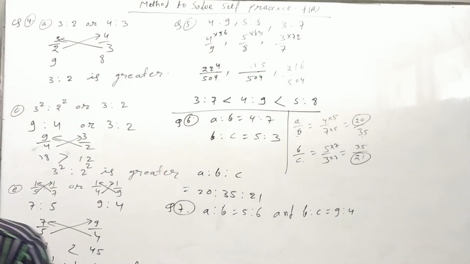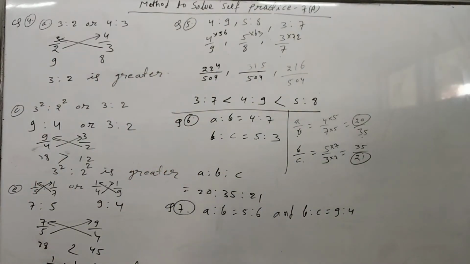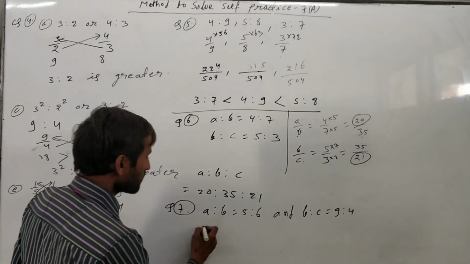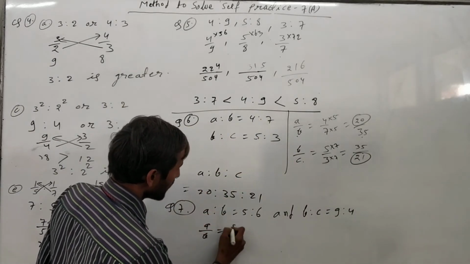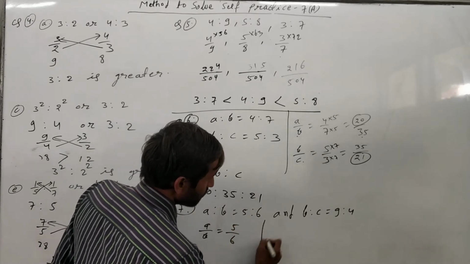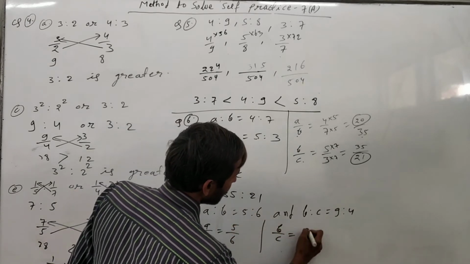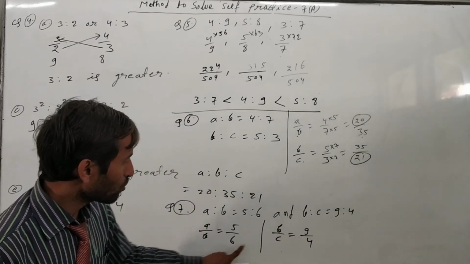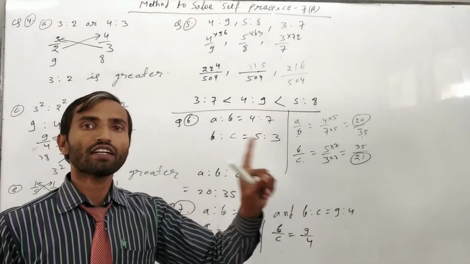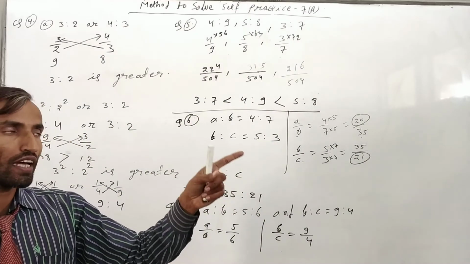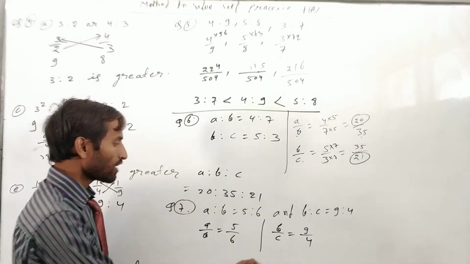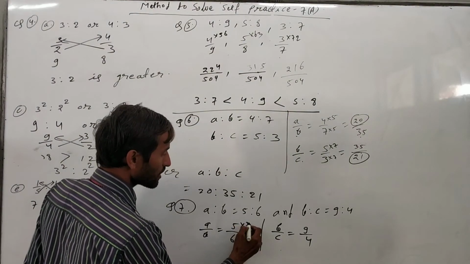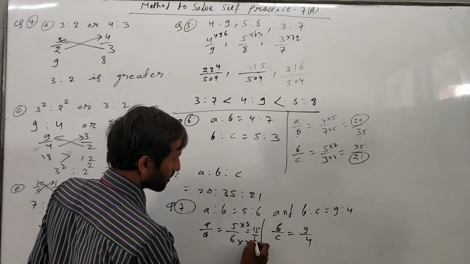Okay. Same type of question is given, same here again. Just try to make the value of B the same. A upon B is equal to 5 upon 6 and B upon C is equal to 9 upon 4. Try to make 6 and 9 the same. The LCM of 6 and 9 will be 18. To make 6 into 18 we have to multiply by 3, and multiply by 3 here also, then it will become 15 upon 18.